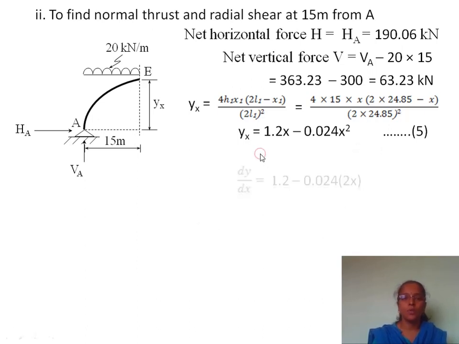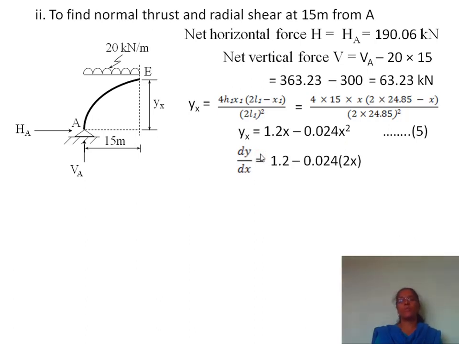Before that, we have to differentiate to find the angle theta. We have to differentiate this equation with respect to x. So therefore dy by dx is equal to 1.2, differentiation of 1.2x is 1.2, minus 0.024 x square, differentiation is 2x. So let us substitute the value of x here. At x is equal to 15 meter, dy by dx will be equal to 0.48.